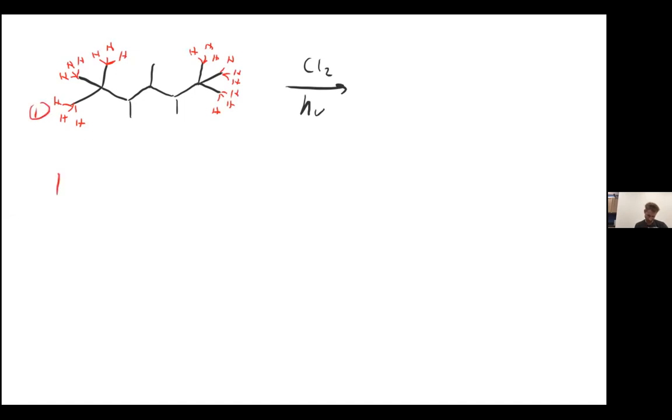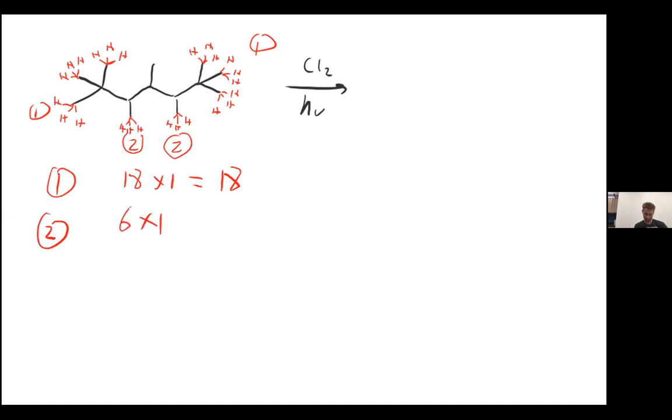I'll label these 1. All right, 3, 6, 9, yep, 18 times 1. We've got another set. Symmetrical ones over here. I'm going to label these guys 2. So there's a total of 6 hydrogens. Got a last one over here. There's just 3 on that one. Doesn't have symmetry to it.